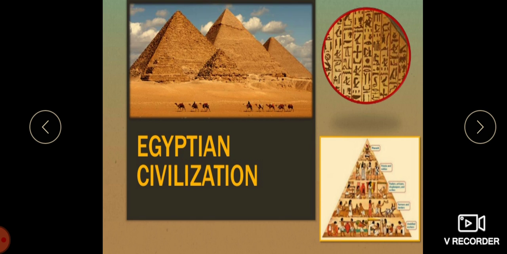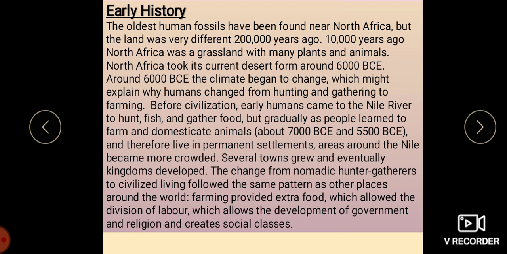When we look at civilizations, children, all the civilizations that took place in this world originated on river plains. It might be the Indus Valley civilization, which took birth on the river Sindh. And the Egyptian civilization also originated in the river plains. The Egyptian civilization took birth due to the presence of the river Nile.